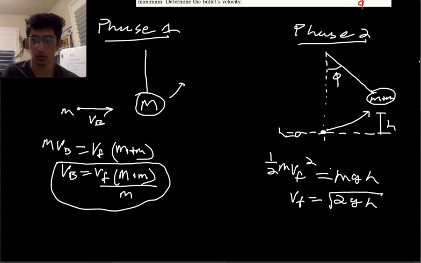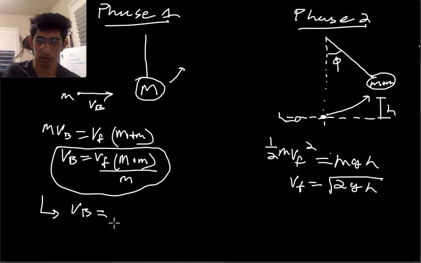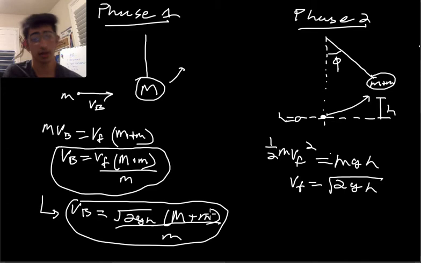Now, we have an expression for vf, which is what we needed in this first one. So we can rewrite this as v is equal to root 2gh, big M plus little m, all over little m. Okay, so again, we know both the masses. In theory, that's what they've given us. But what is the height h?